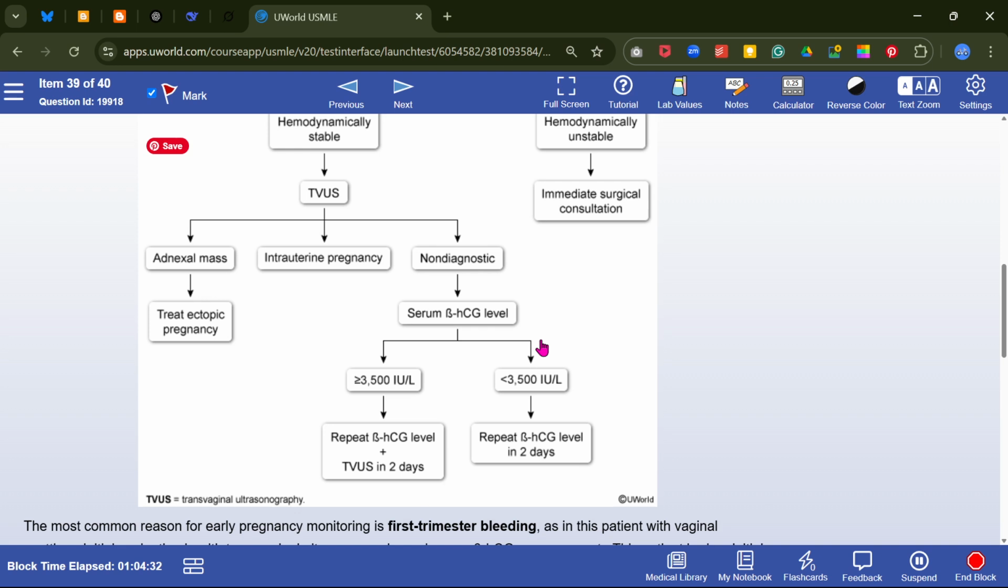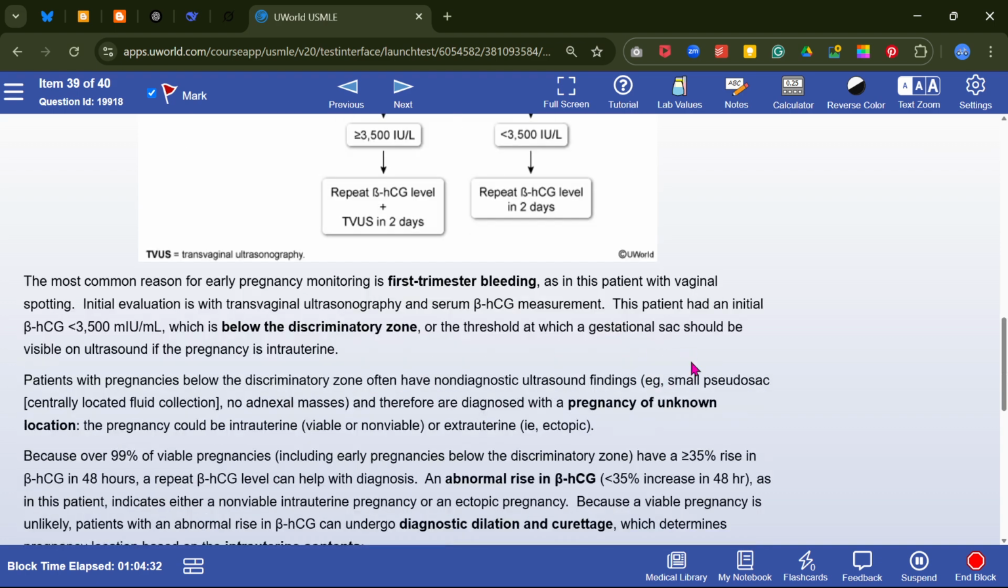If serum beta hCG level is more than 3500, repeat beta hCG level plus transvaginal ultrasound in 2 days. If it is less than 3500, repeat beta hCG level in 2 days. No need to do transvaginal ultrasound.